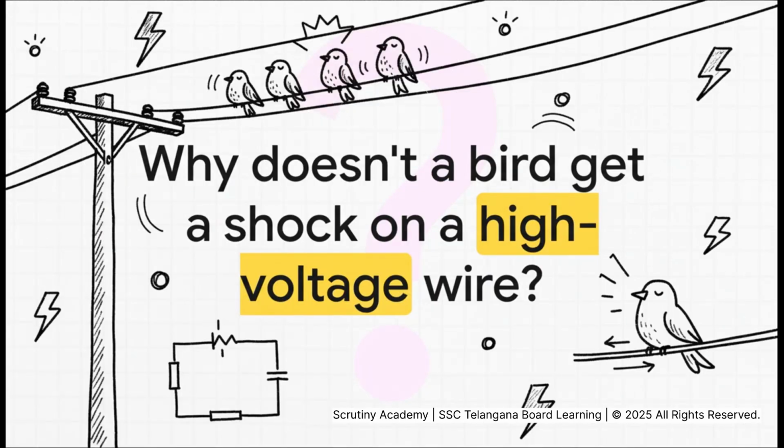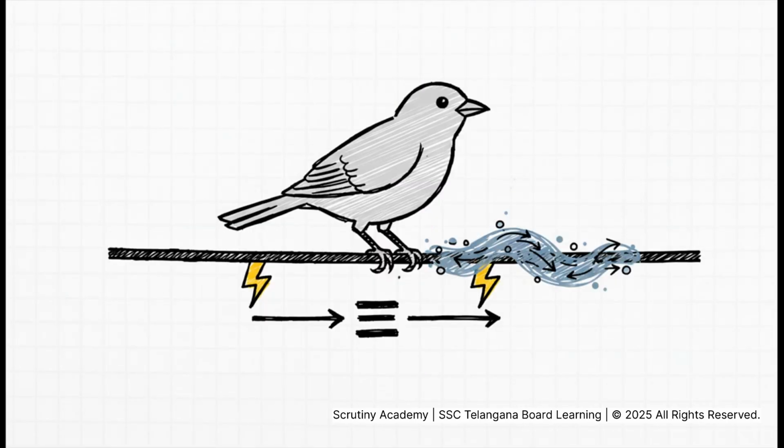So, to wrap everything up, let's finish with a classic brain teaser to see if it all clicked. We have all seen birds sitting perfectly happy on a high-voltage power line. If those wires are carrying deadly amounts of electricity, how come the bird doesn't get shocked? Think about everything we've talked about. And the answer brings us right back to one of our first and most important concepts.